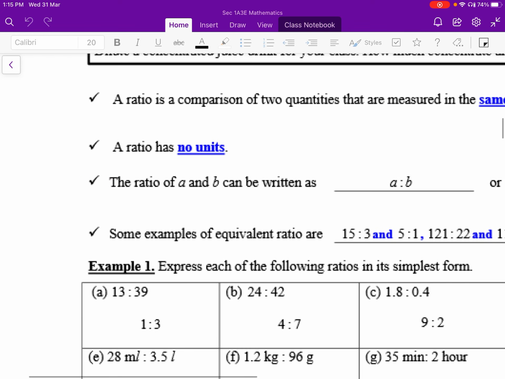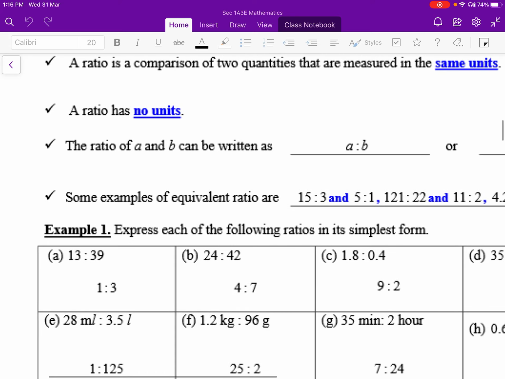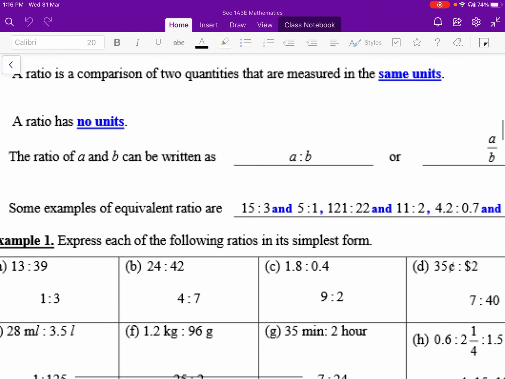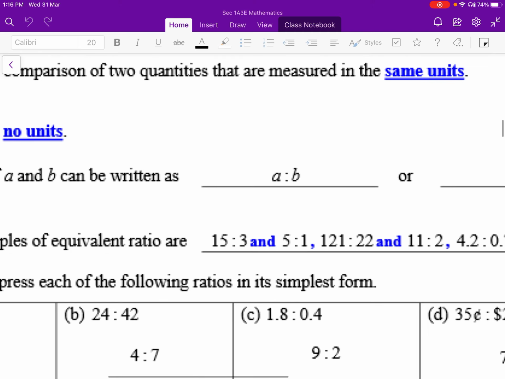Next, a ratio has no units. When the units are the same, we can conveniently remove them already. Later on, I will be showing you that a ratio is actually very similar to a fraction, where we cancel the same factor, likewise we can cancel the same unit. The ratio of A and B can be written as A colon B. No surprises over there.